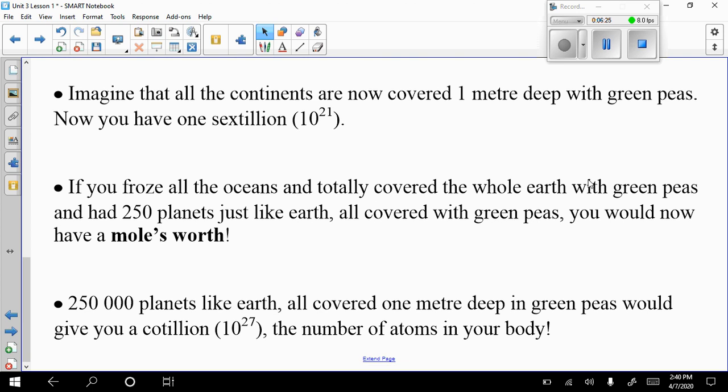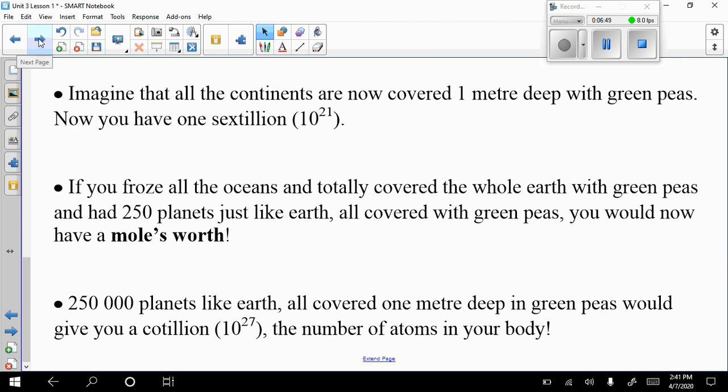And here it is. If you froze all the oceans and totally covered the whole Earth with green peas, and you had 250 planets just like Earth, all covered with green peas, you would now have a mole's worth of green peas. So again, it's just an indication to you of the size of that number, 10 to the 23.